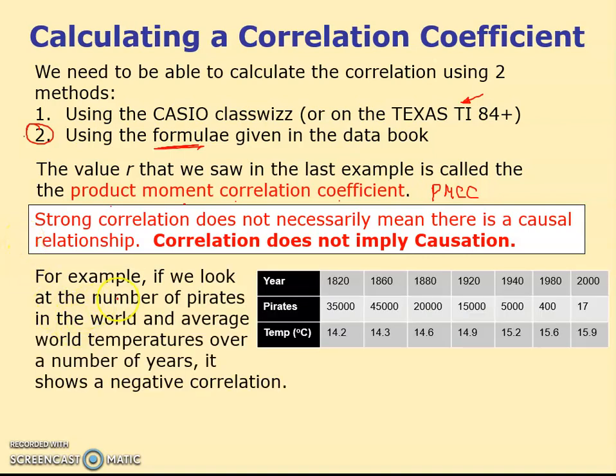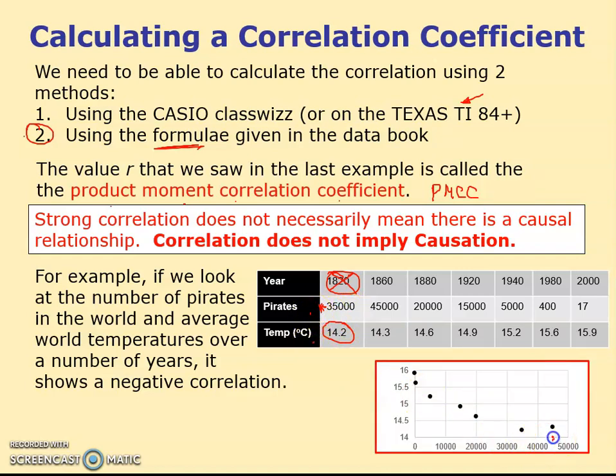So if you look at these, this is a table of values for the number of pirates in the world. And if you look here, for instance, in 1820, there were 35,000 pirates, and the temperature in that year was 14.2. Now, actually, I don't care about the year. What I'm going to do is plot the pirates against the temperature. The pirates go along the bottom here, and the temperature goes up the side. Now, it seems to me there's a pretty good case for saying there's some kind of correlation there. It's definitely going downwards. It's definitely a negative correlation, we'd say. And if you chucked it in your calculator, it'd probably tell you there was a negative correlation.